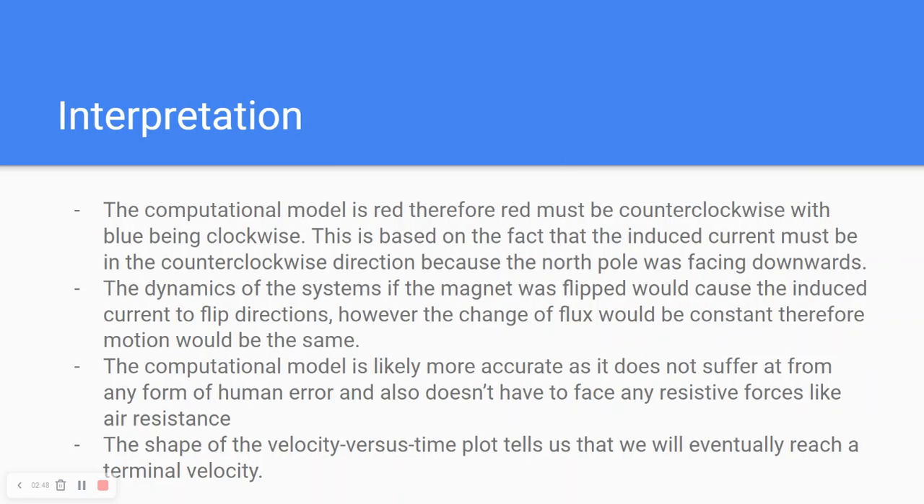So the interpretation is the computational model is red, therefore red must be counterclockwise with blue being clockwise. This is based on the fact that the induced current must be in the counterclockwise direction because the North Pole was facing downwards. The dynamics of the system is if the magnet was flipped, that would cause the induced current to flip directions. However, the flux would be constant, therefore the motion of the magnet would be identical to how it was before. The computational model is likely accurate as it does not suffer from any form of human error and it doesn't have to face any resistive forces like air resistance. The shape of the velocity versus time plot shows us that we will eventually reach a terminal velocity based on the fact that these forces will all eventually balance out.